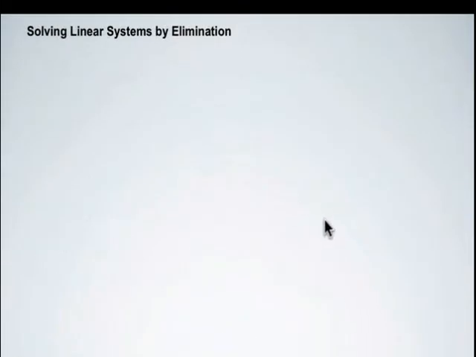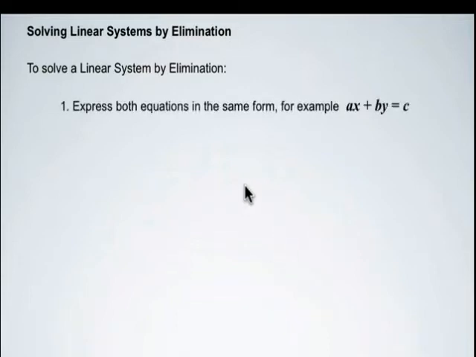So we're going to come up with a process now for solving by elimination, and these are the steps we're going to follow. To solve a linear system by elimination, the first thing you do is express both equations in the same form. In other words, we want the x terms and the y terms in both equations in the same place, and we want the constant in the same place.